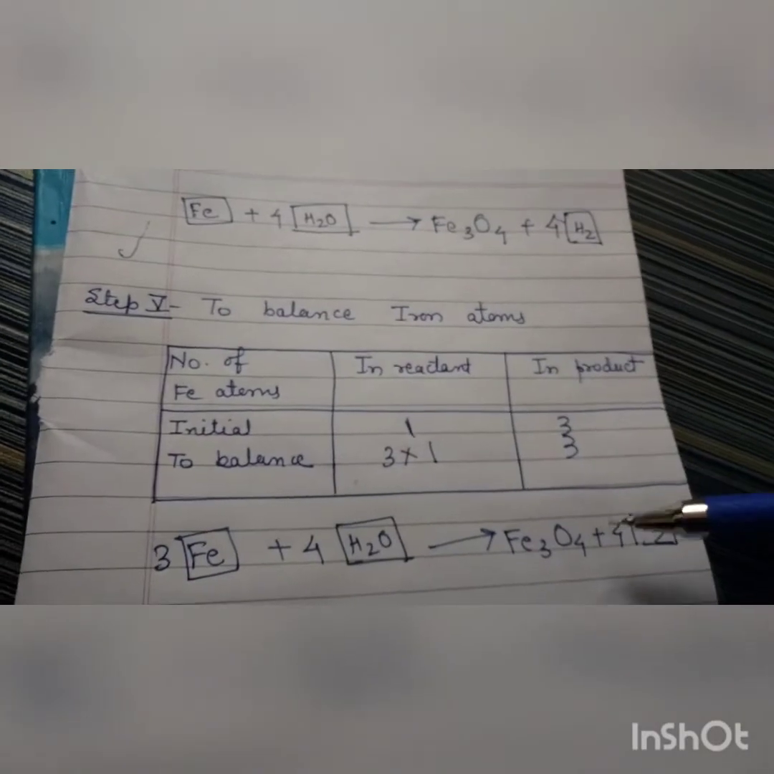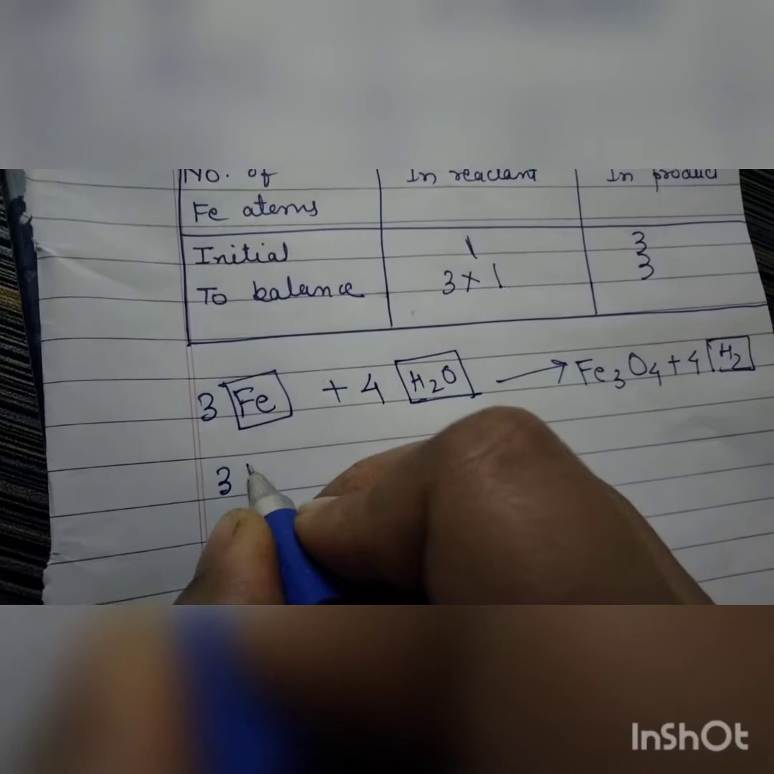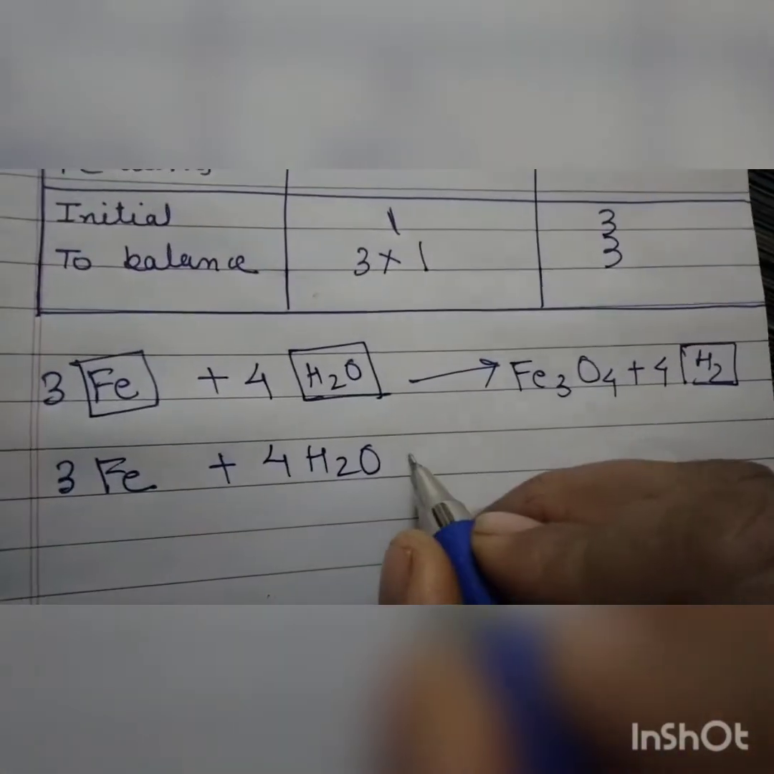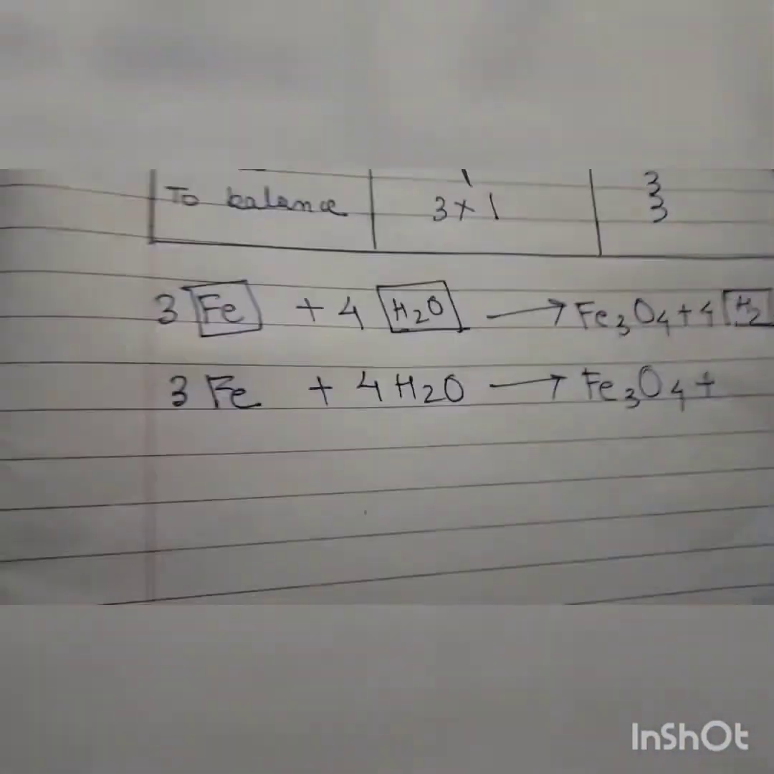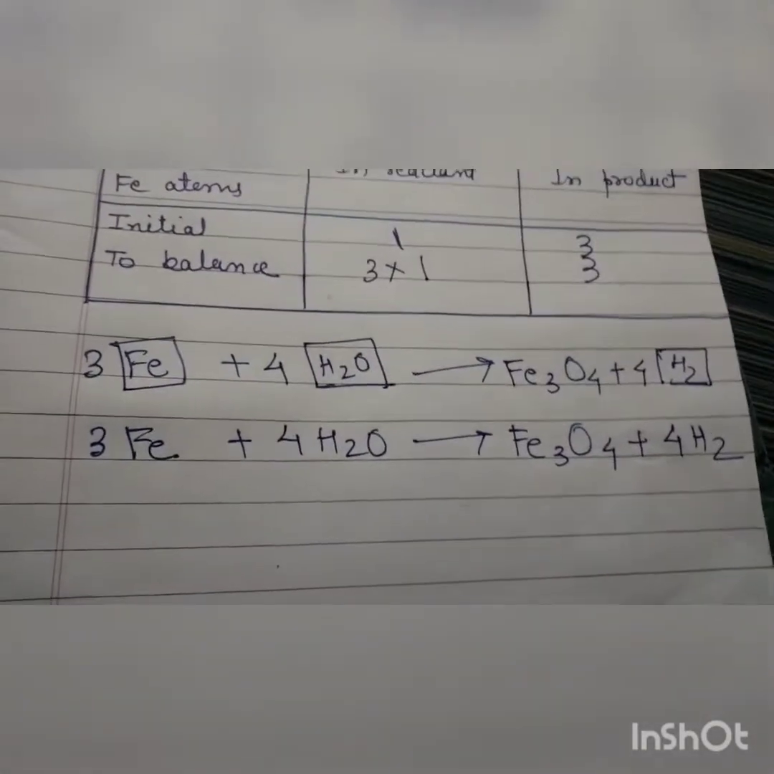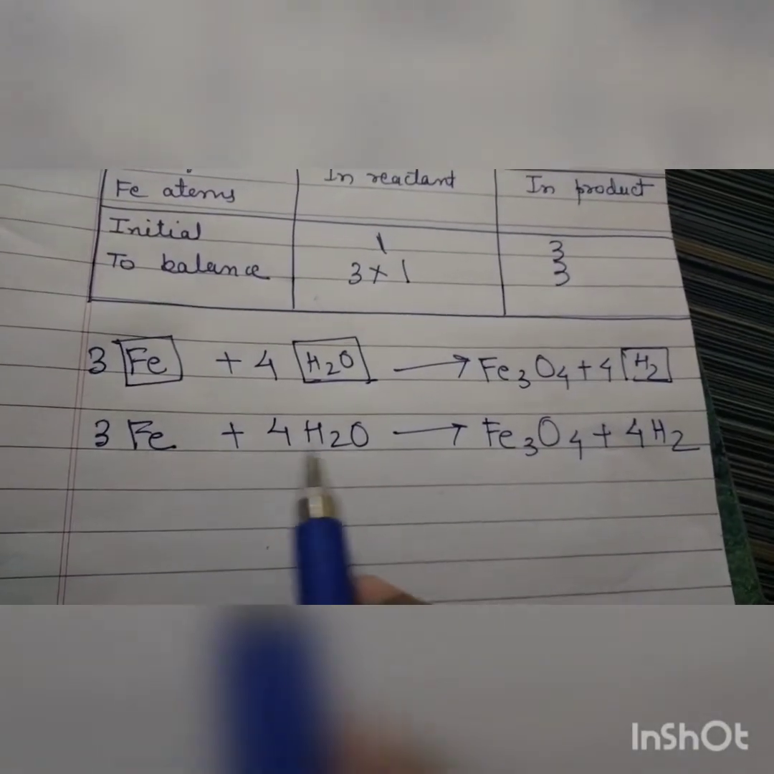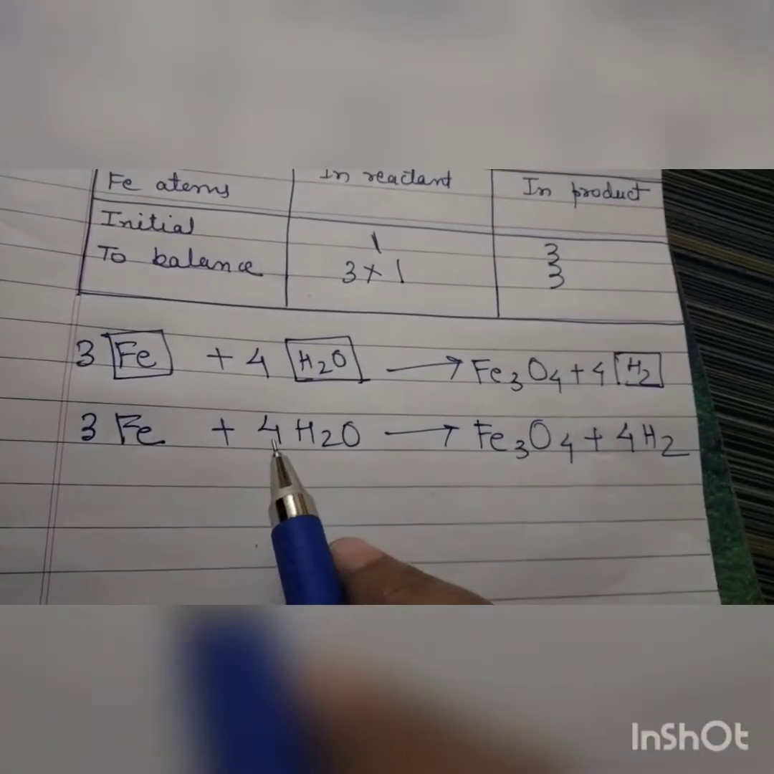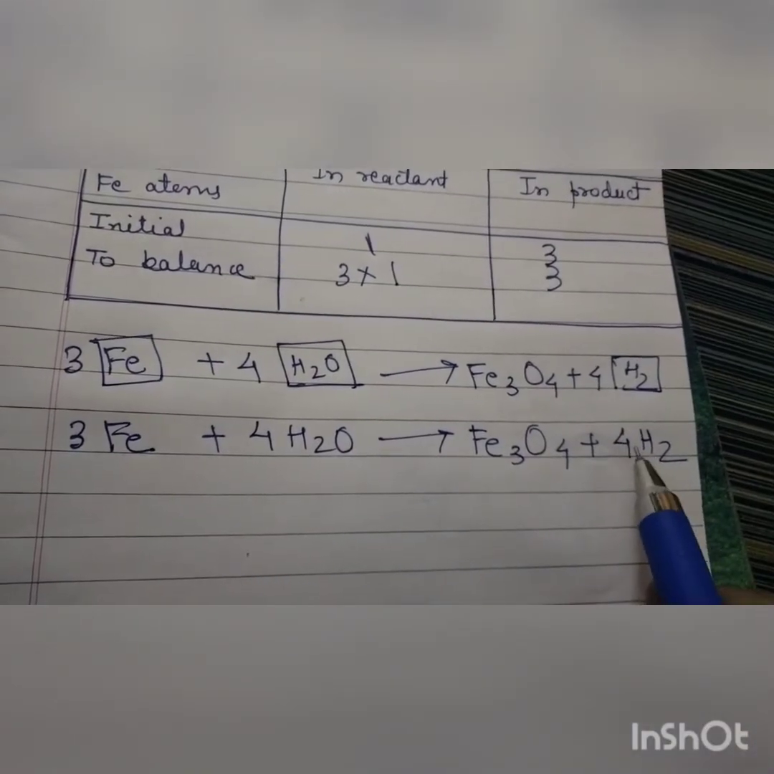Now we will open our boxes. So 3Fe plus 4H2O gives Fe3O4 plus 4H2. See students, now this is our balanced chemical equation. The number of all the atoms is same in reactant side and in product side. 3Fe, 3Fe, 4O, 4O, 8H, and this side also 8H.